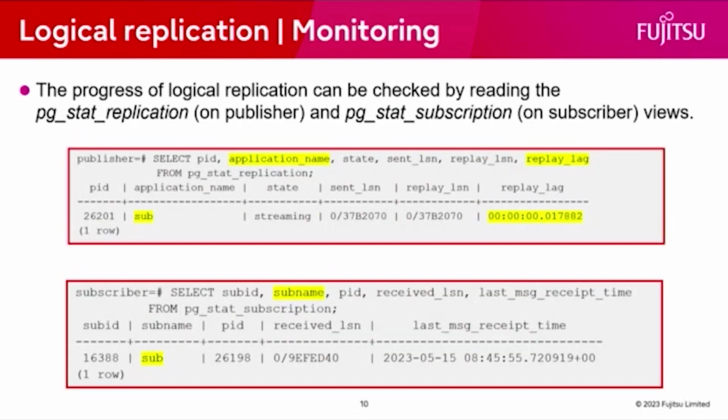Okay, the progress of logical replication can be monitored through the system views. On the publisher side, users can check the pg_stat_replication view.